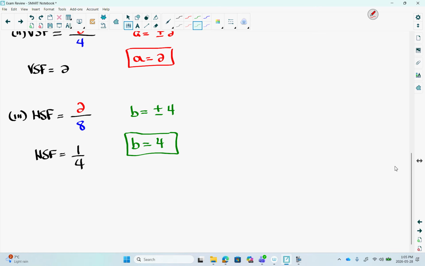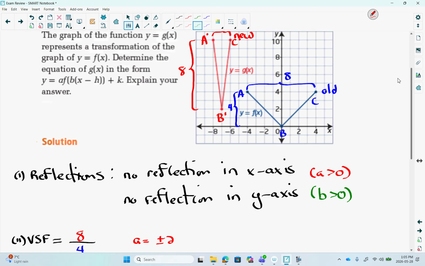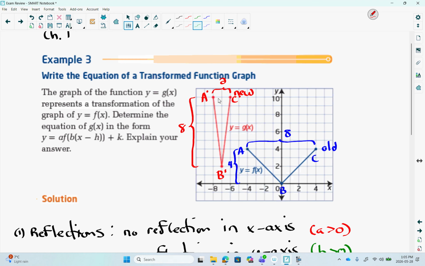Awesome. Now, note this, you don't have to go from A prime to C prime. I could have gone from A prime to B prime. That's only 1 unit wide. But if I compare A prime to B prime on the new, I have to compare A to B. So from A to B, it's only 4 units wide. I'd go 1 over 4. I'd still get 1/4 for a horizontal stretch factor.